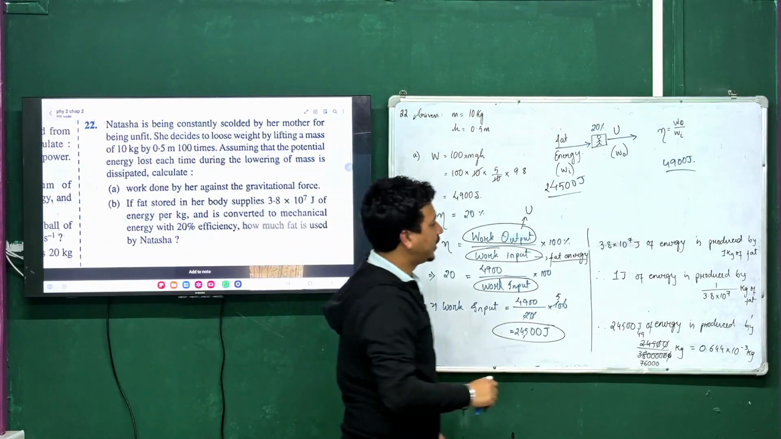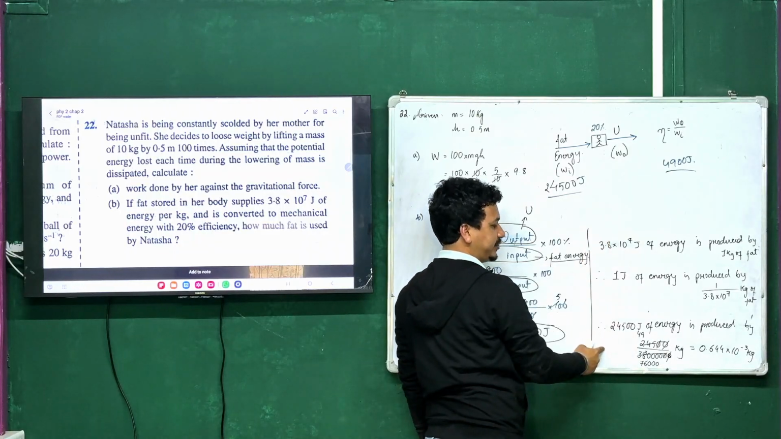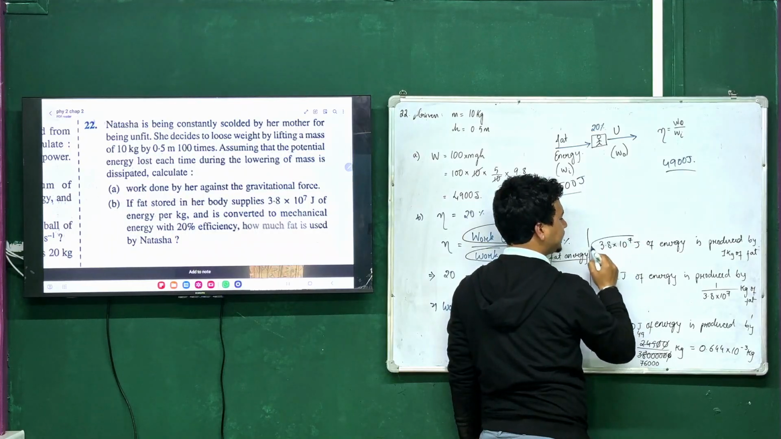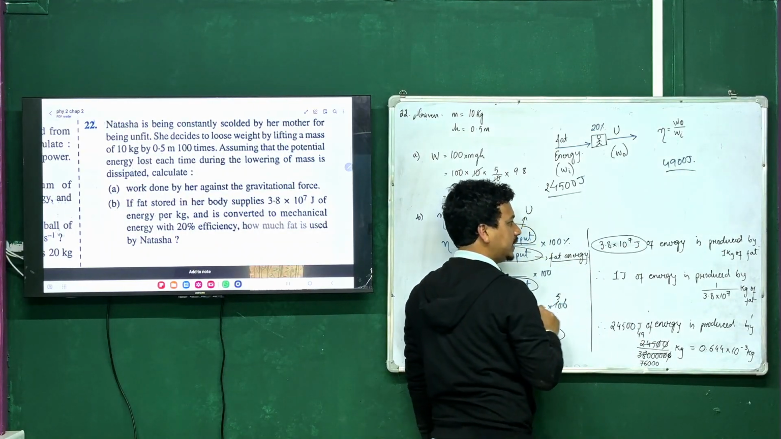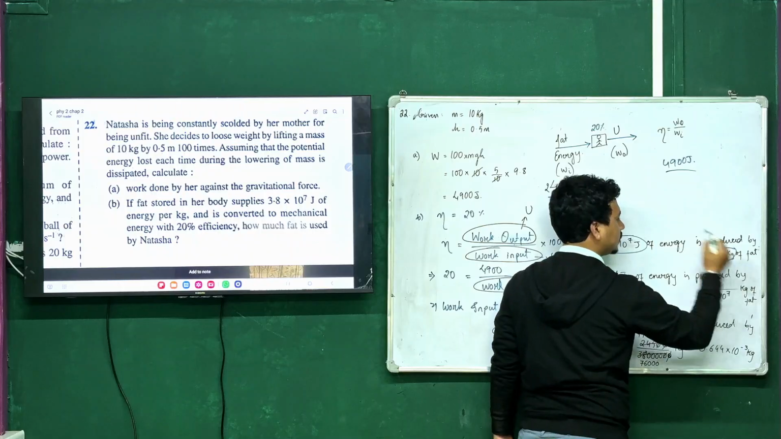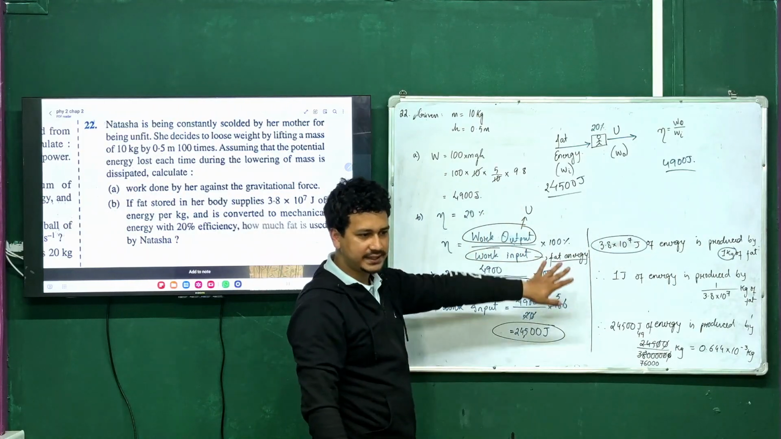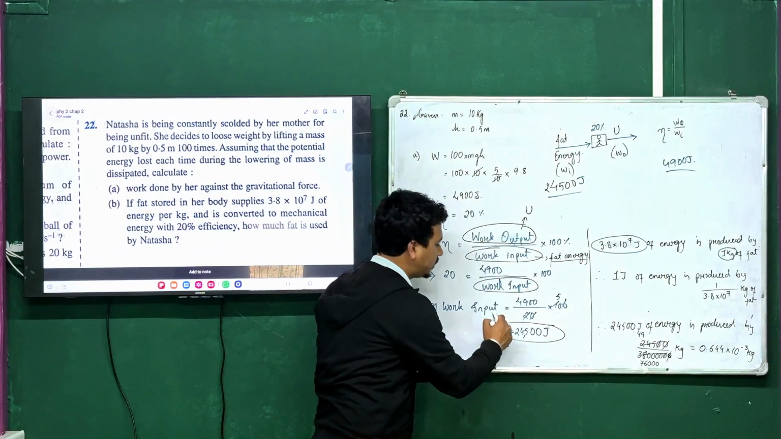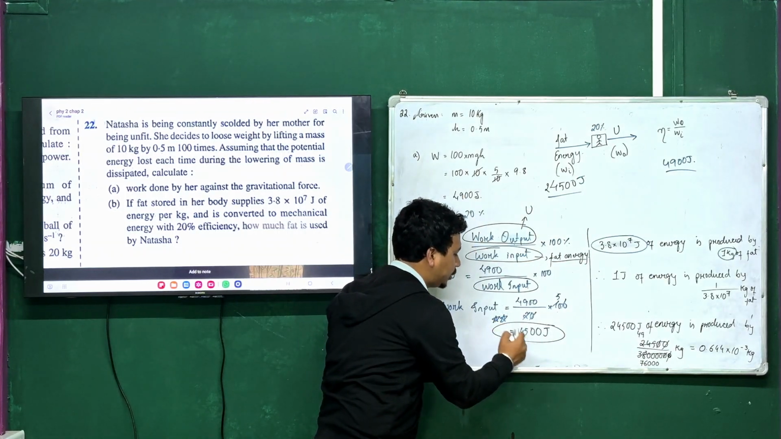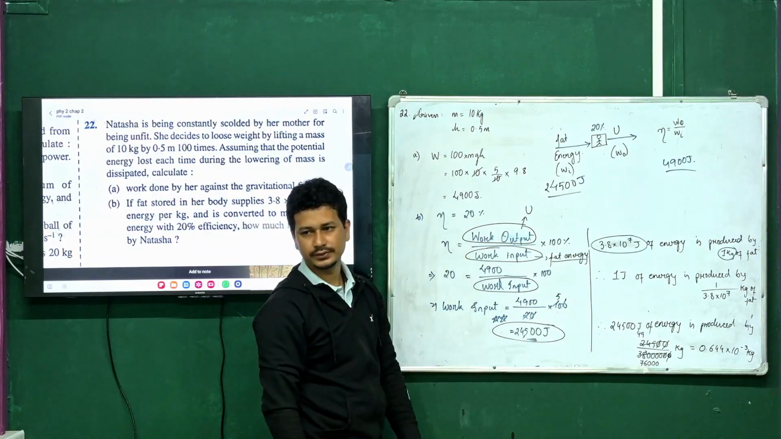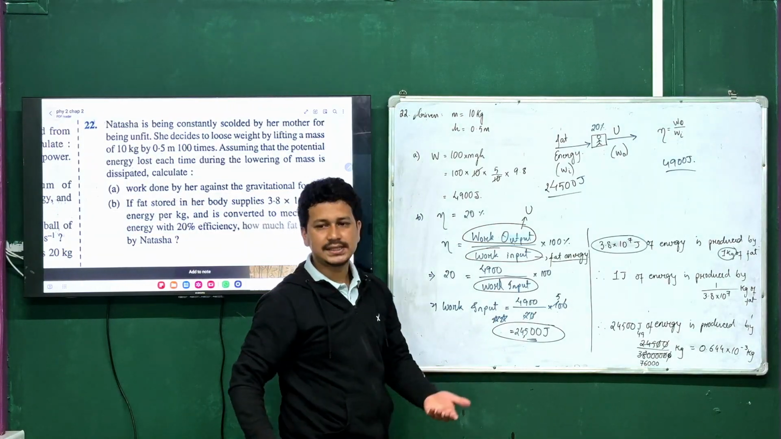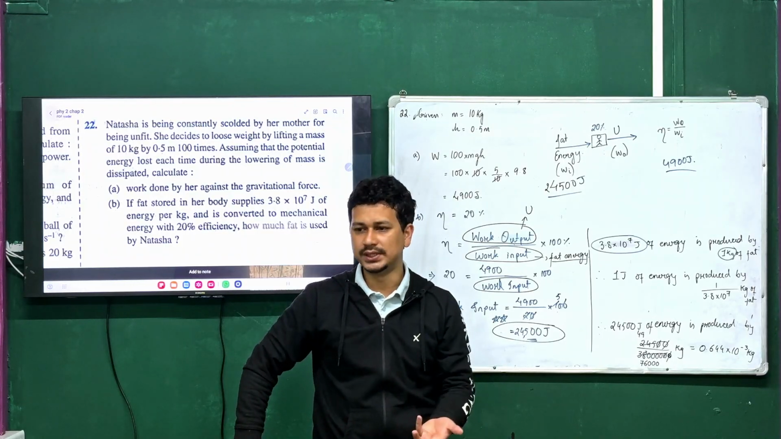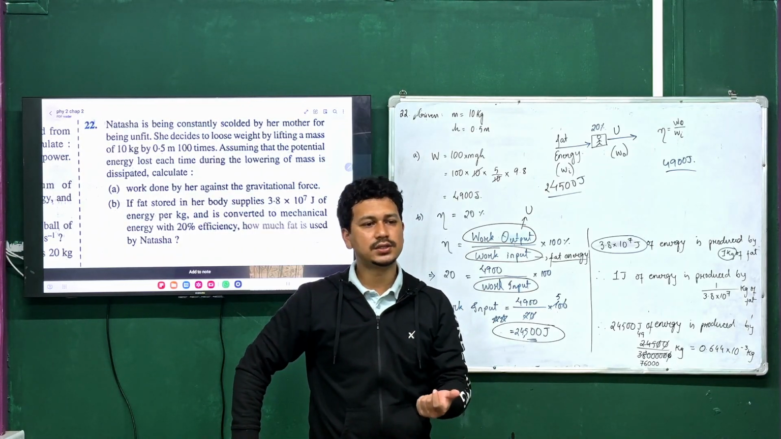Fine. Now we come back to this. Now this is known as the elementary method. Now what is the elementary method? We know that this amount of energy is produced by how much fat? 1 kg of fat. That is given. We know that this much amount is produced by 1 kg. We want to find out how much fat is burnt to produce this amount of energy. So how do we do it? It's like if I say 10 apples cost 50 rupees, what is the cost of 2 apples?